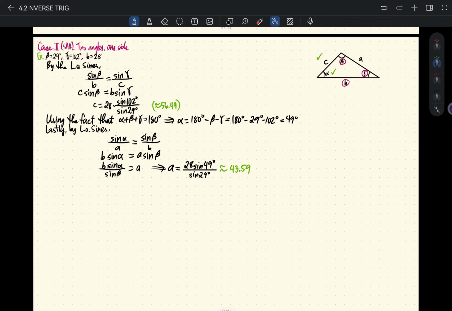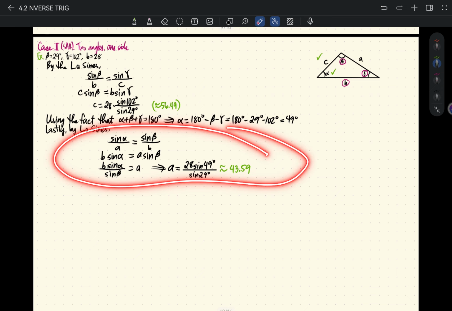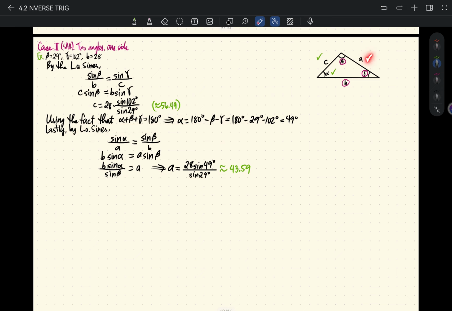So it's quite straightforward, no? It's quite straightforward because given two angles and the side, you can proceed to the law of sines to get one side. And since you have two angles, you can easily obtain the third angle using the fact that the sum of the angles is 180 degrees. Then lastly, using the law of sines again, you get the last side. So let's draw some observations again.